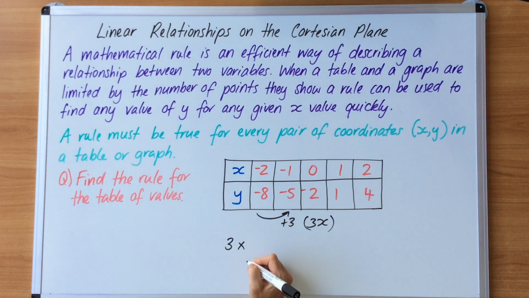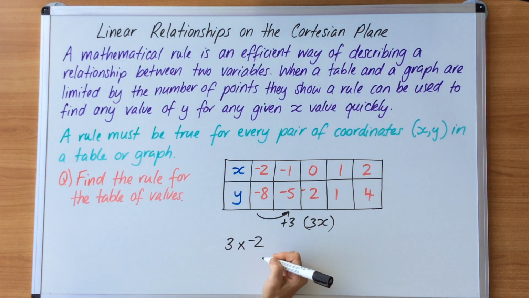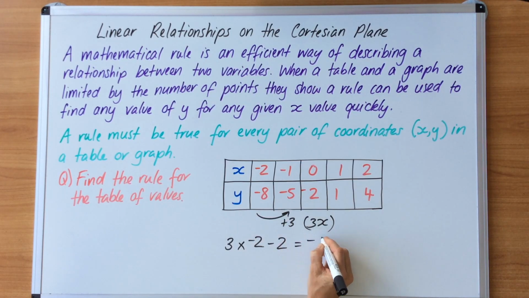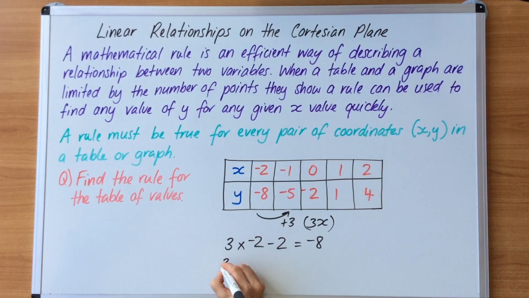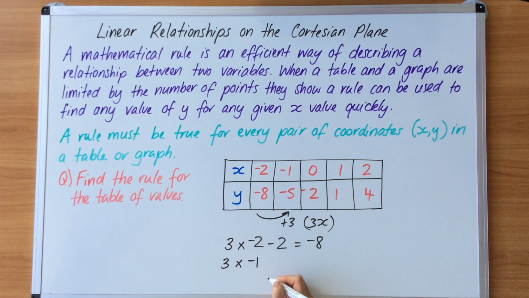So we go 3, multiplication symbol. The first value of x is -2. I now go 3 times -2 is -6. What do I have to do to get to -8? I have to subtract 2, and that will give me -8. If I try the second one here, again I start with 3. I multiply by the value of x, which is -1. 3 times -1 is -3. What do I have to do to get to -5? I have to subtract 2, and that gives me -5.